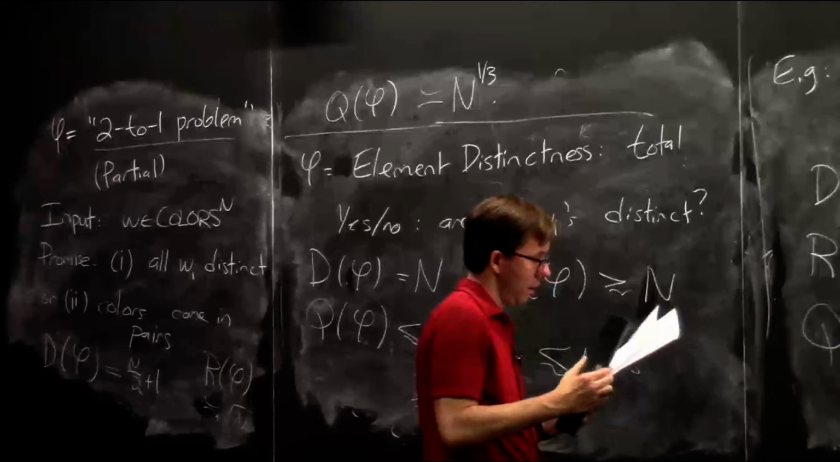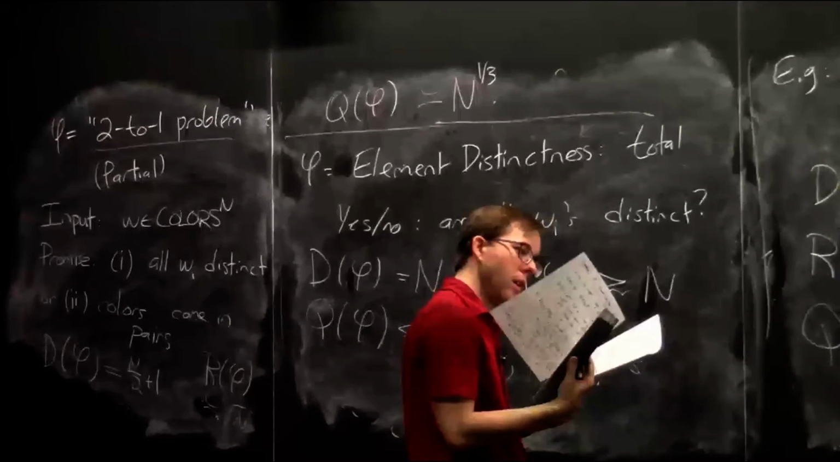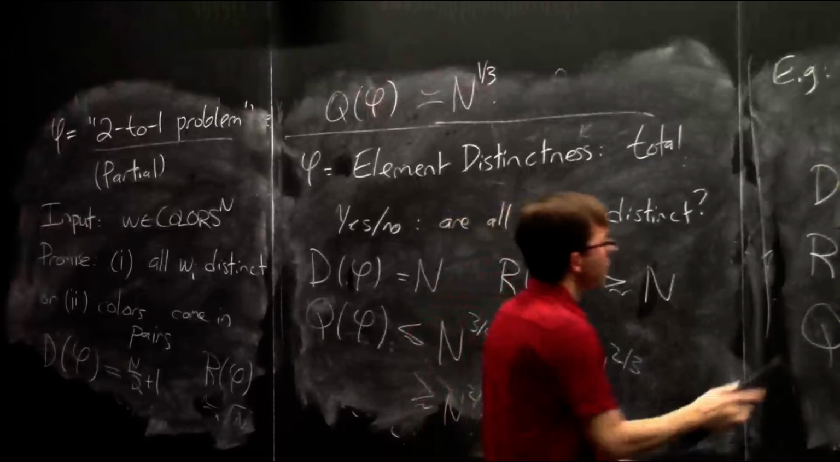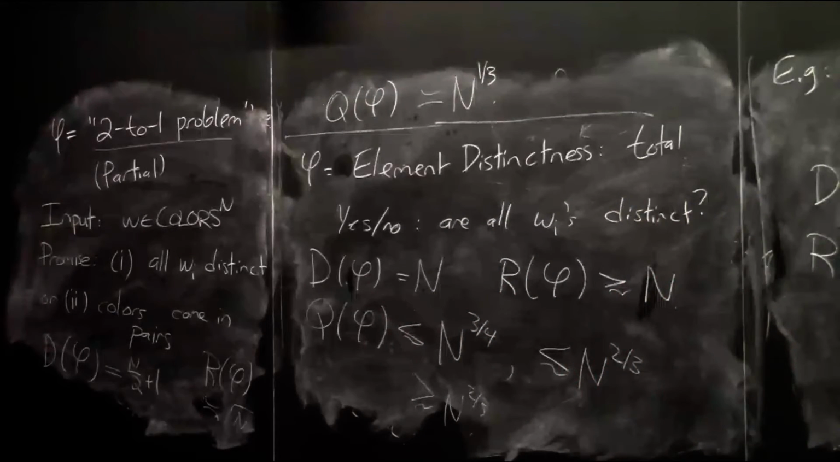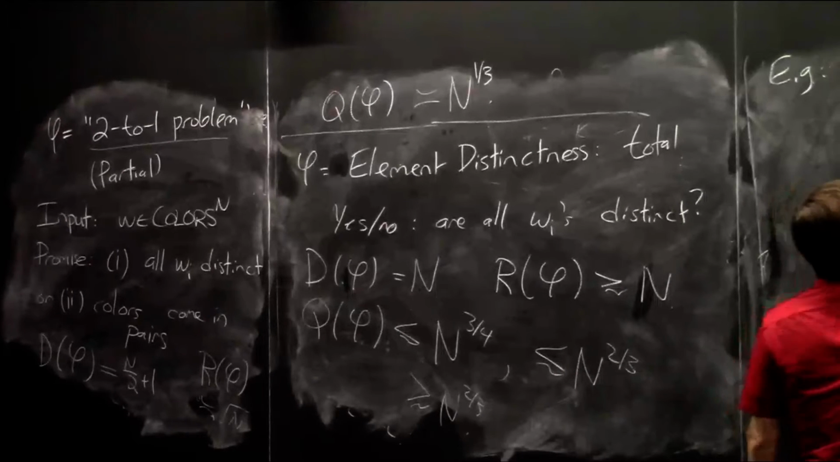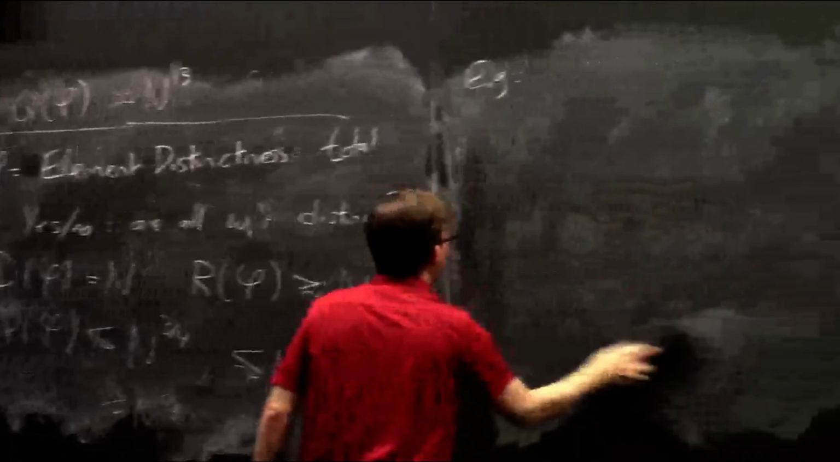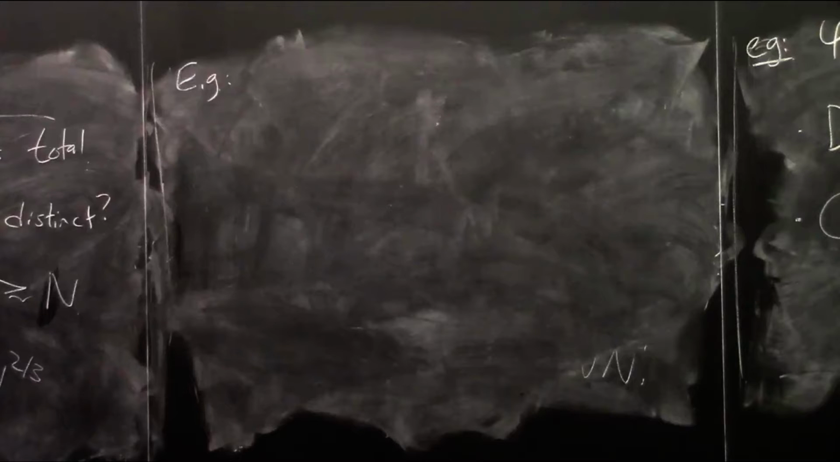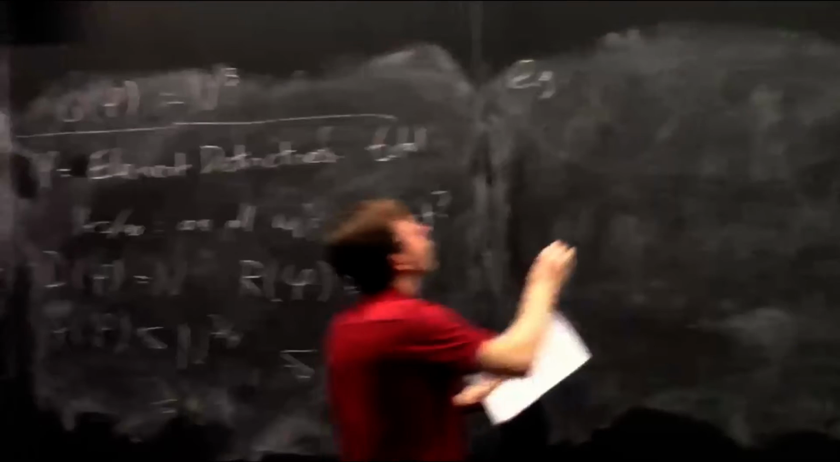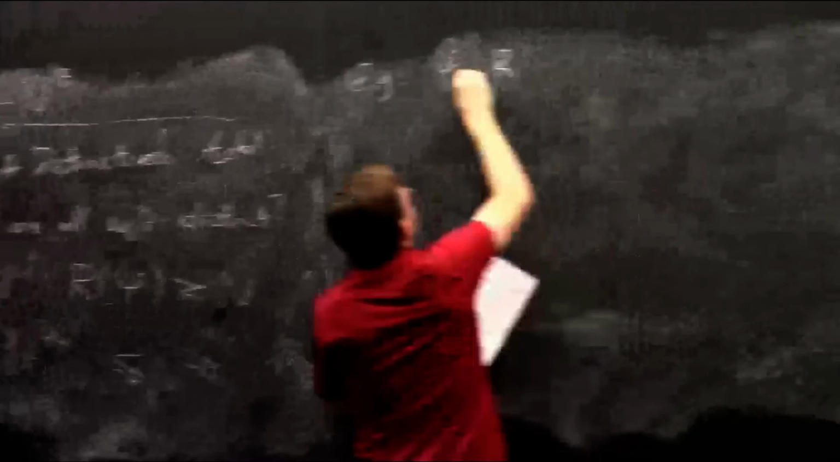OK. Let me do one more example. This is a totally different example, but it illustrates one thing. We haven't even seen a problem yet where the deterministic and the randomized complexity were fundamentally different. So I'll show you one. This one's called recursive majority of 3.